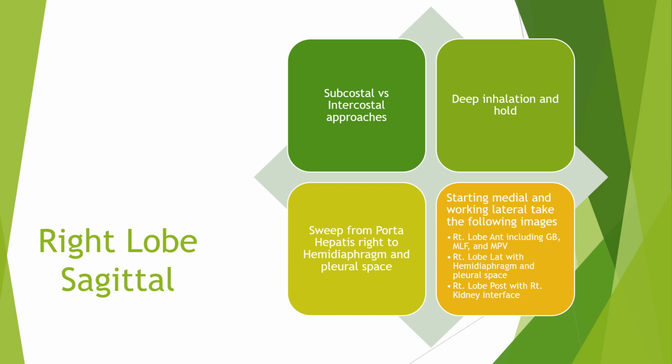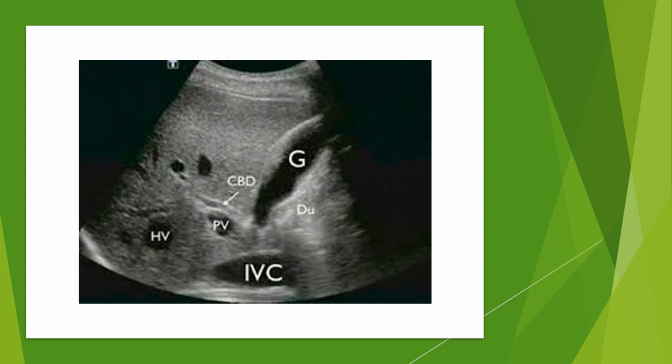Remember, we are in sagittal right now. So starting medial and working lateral, we're going to take the following images. You want the right lobe anterior, including the gallbladder, the main lobar fissure, and the main portal vein. And then you want the right lobe lateral with the hemidiaphragm and the pleural space. And then you want the right lobe posterior with the right kidney interface. So you want to see Morrison's pouch and be able to compare the kidney to the liver and also clear the pouch of fluid. So let's take a look at those. Medial, right lobe medial.